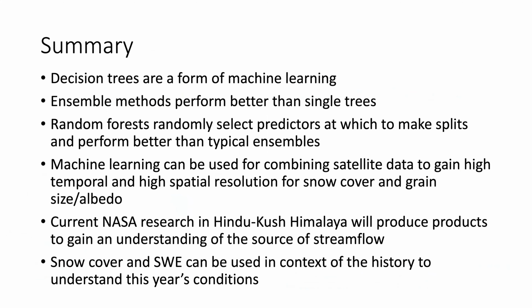In summary, decision trees are a form of machine learning. Ensemble methods perform better than single trees. Random forests randomly select predictors at which to make splits and perform better than typical ensembles. Machine learning can be used for combining satellite data to gain high temporal and high spatial resolution for snow cover and grain size or albedo.